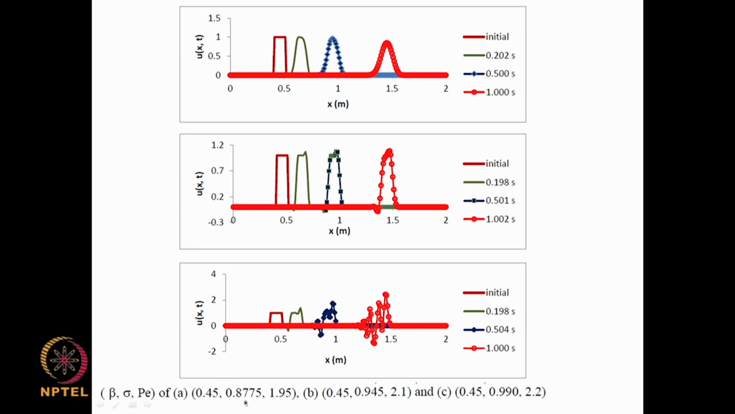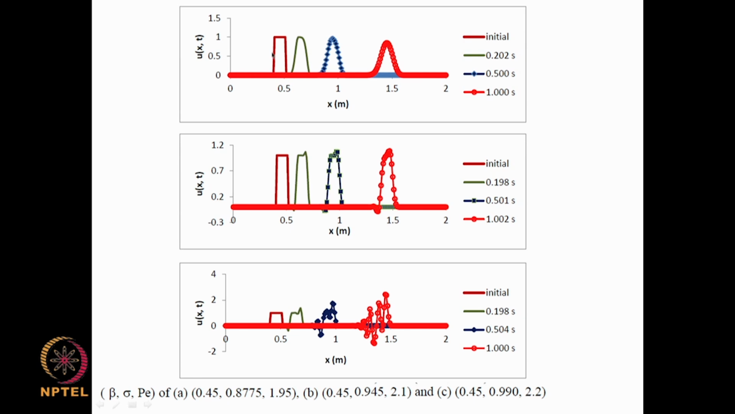These two values satisfy the condition of sigma square less than 2 beta, and we also have a corresponding derived value of Peclet number as 1.95, which is also less than 2. So, under these conditions we should be getting a stable solution, and we see this pulse at 0.2, 0.5, 1 second being convected, and we are getting a smooth solution, part of which is obviously from the diffusion.